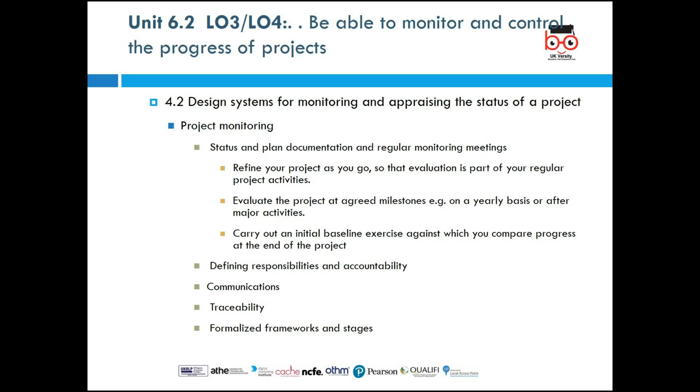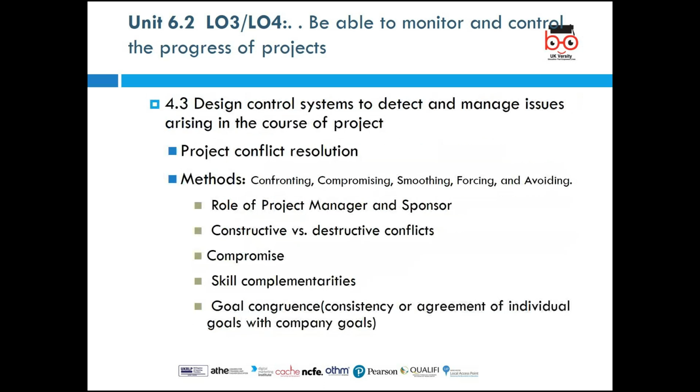Right, so traceability is very, very important in project management. And that is the best way of monitoring, so that you will be able to trace where any fault came from. And then you also need to follow the formalized framework and stages within the project. And that is another way that we'll be able to monitor. So a designing system for monitoring and appraising the status of the project will encompass all the points raised below. Right, let's look at the next slide.